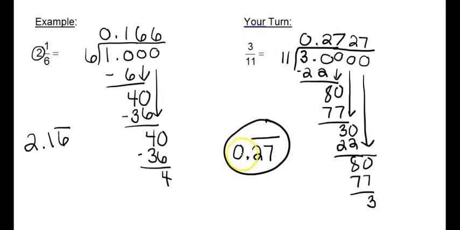All right, so you should have had 0.27 repeating. Now, in the example before, we just had the repeating bar over the 6 over here. Now this one, I put the repeating bar over the 2 and the 7 because it's the 2 and the 7 that continues to repeat. So check over your work and see how you did.